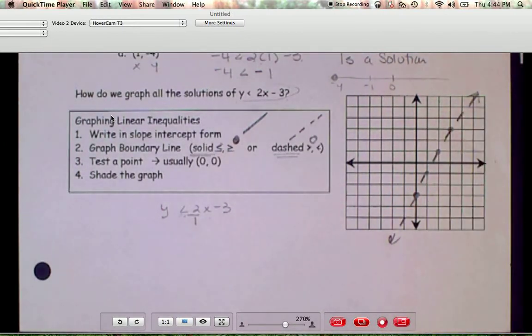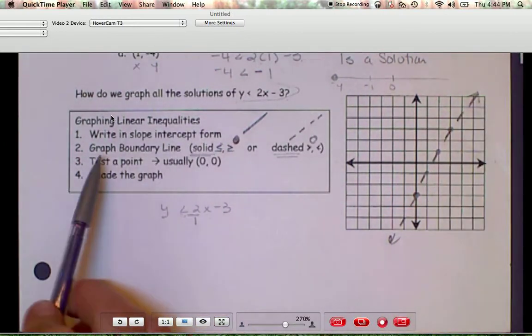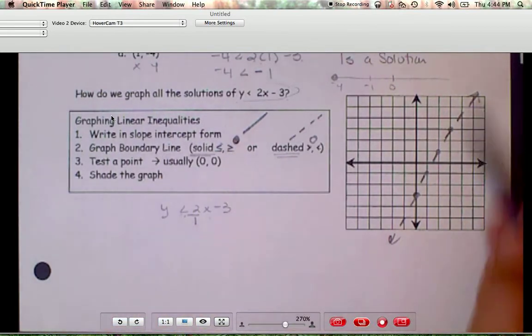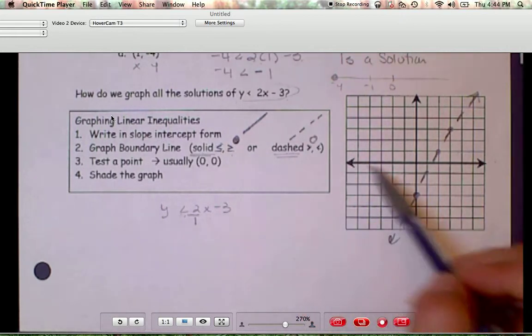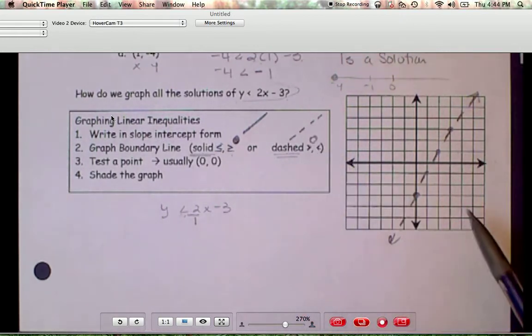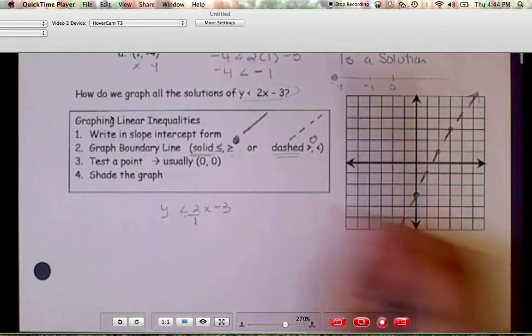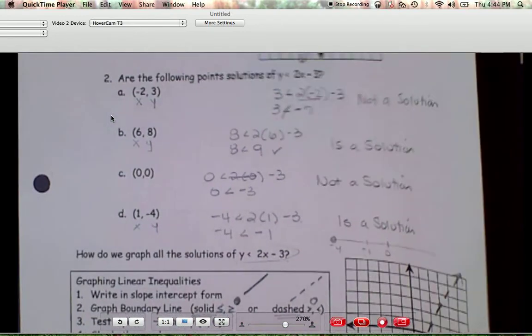Okay? So write it in slope-intercept form, graph the boundary line. That includes deciding if it's going to be a solid line because it has an equal sign, or it's going to be a dashed line because there is no equal sign. Now we need all the points that are solutions to this. So let's go back a step.